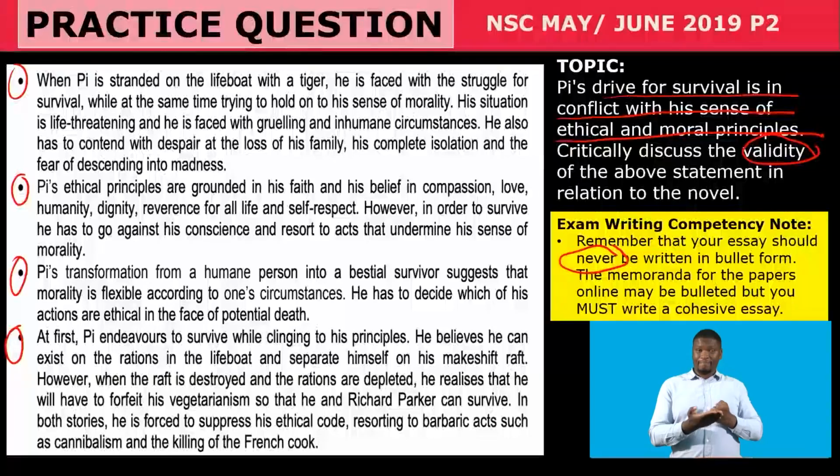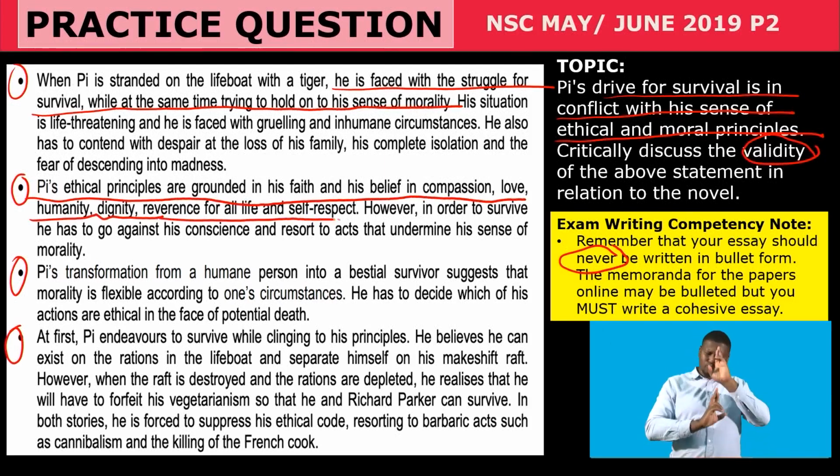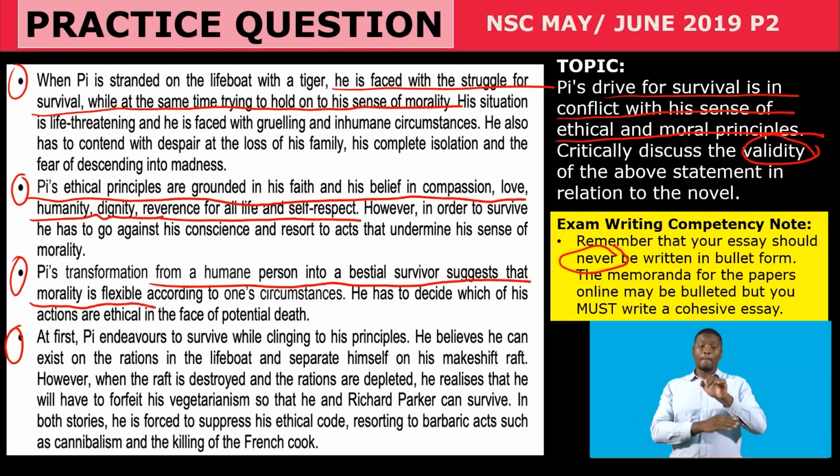When he's stranded on the lifeboat with the tiger, he's faced with the struggle for survival, while at the same time trying to hold on to his sense of morality. Pi's ethical principles are grounded in his faith and his belief in compassion, love, humanity and dignity, reverence for all and self-respect. Pi's transformation from a humane person into a bestial survivor suggests that morality is flexible.